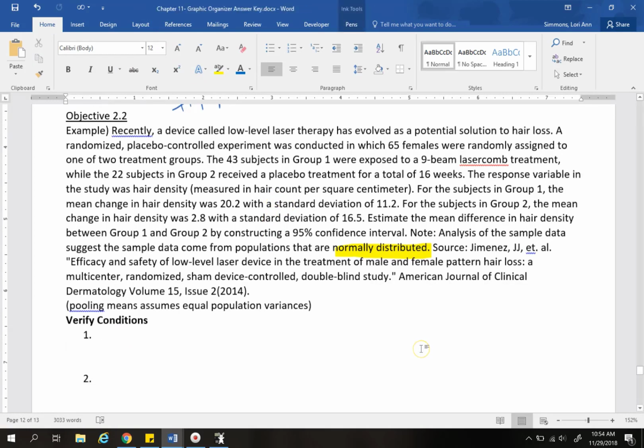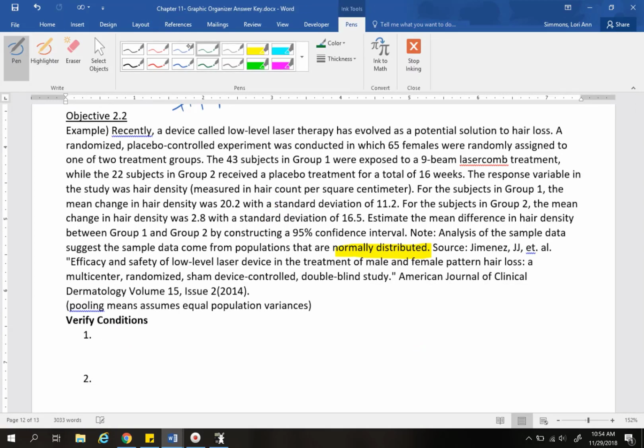Let's first go through our steps. Quantitative or qualitative? This is quantitative, right? We're talking about means and standard deviation. We're talking about the number of hair that we have. That's quantitative. How many populations do we have? We have a group 1 and a group 2, right? So that indicates you have 2 populations. We have 2 samples, 2 populations.